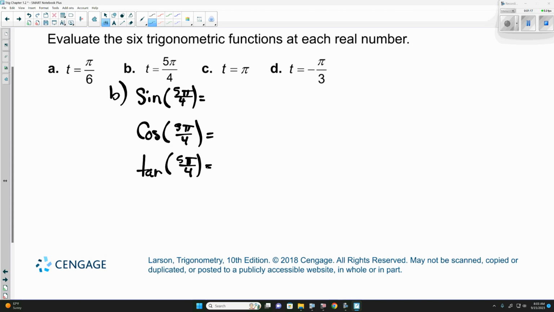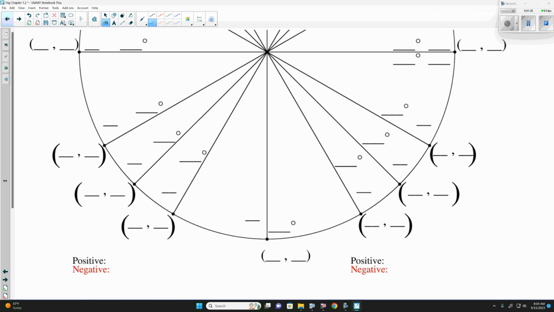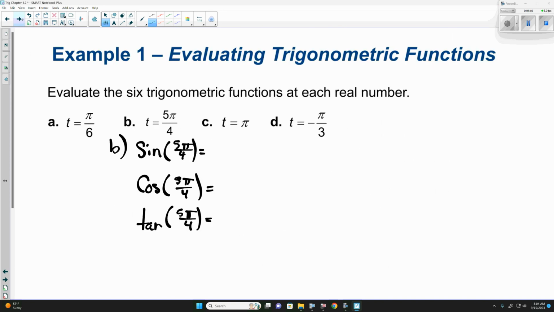So what we're looking at first is sine, cosine, and tangent of 5 pi over 4. And if we look on the unit circle, 5 pi over 4 is in the third quadrant. And this is going to be our negative square root of 2 over 2, negative square root of 2 over 2. So incidentally, sine is negative square root of 2 over 2. Cosine is, incidentally, negative square root of 2 over 2.